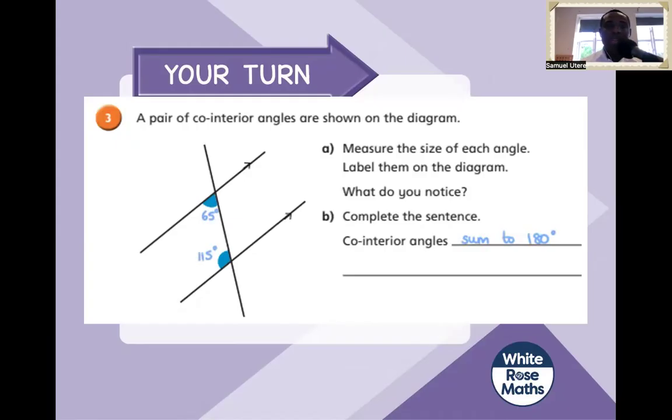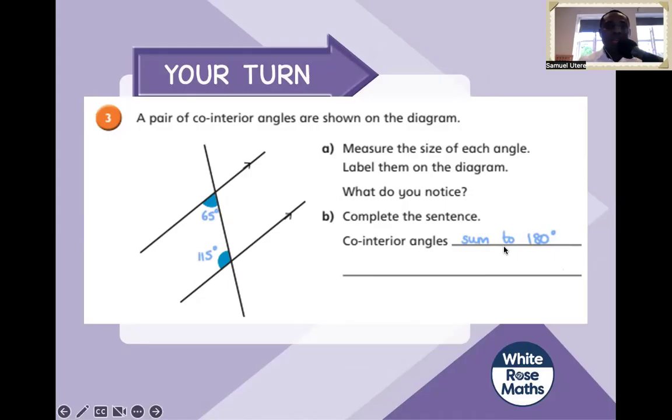Part A asks you to measure the size of each angle and label them on the diagram. What do we notice? When we do that, we begin to notice what we just learned, that the co-interior angles are adding up to 180 every time. So to complete this sentence, you can say co-interior angles sum to 180 degrees.